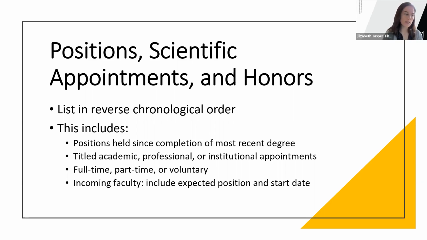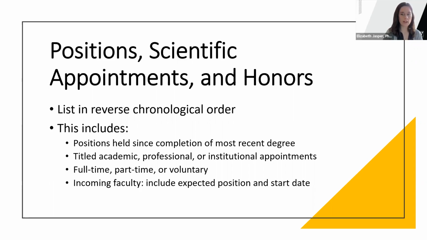So unlike your education section in the very first part of it, you should be listing your positions, appointments, and honors in reverse chronological order. So all the current positions are listed first, and then you go backwards in time. And you should include all current positions, scientific appointments, domestic or foreign, including affiliations with foreign entities or governments.